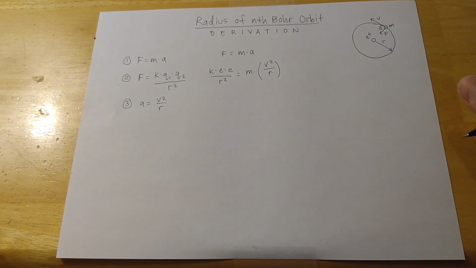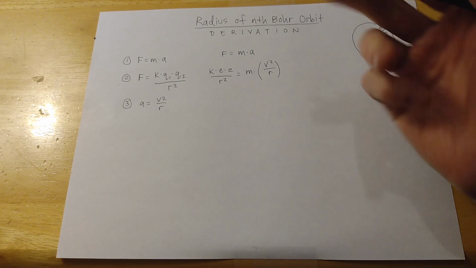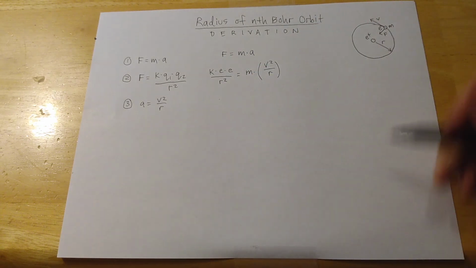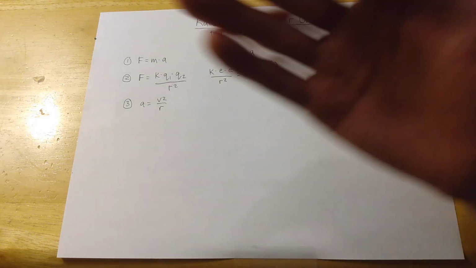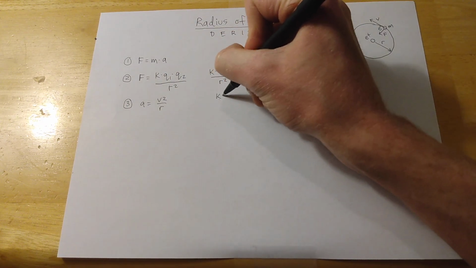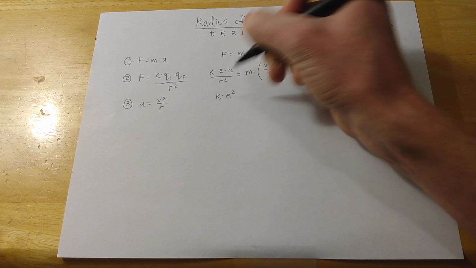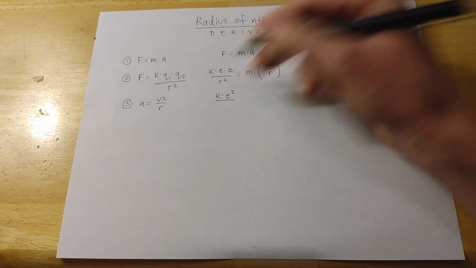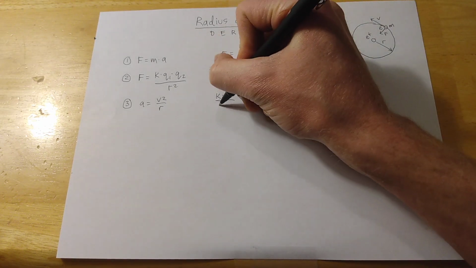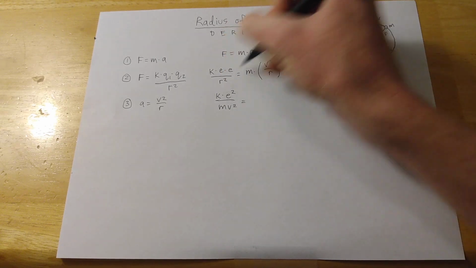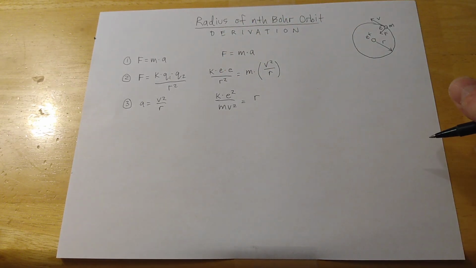Okay, now at this point we're just going to solve for r. You could pause the video again and do that on your own, but you can already see what we're going to do. We're going to multiply the r squared over to the right, divide the mv squared over to the left. So we've got k e squared, combine those two, divide the mv squared to the left, multiply the r squared over, and we're at a good point to stop right now because what we have is very good. However, there's no quantization happening.